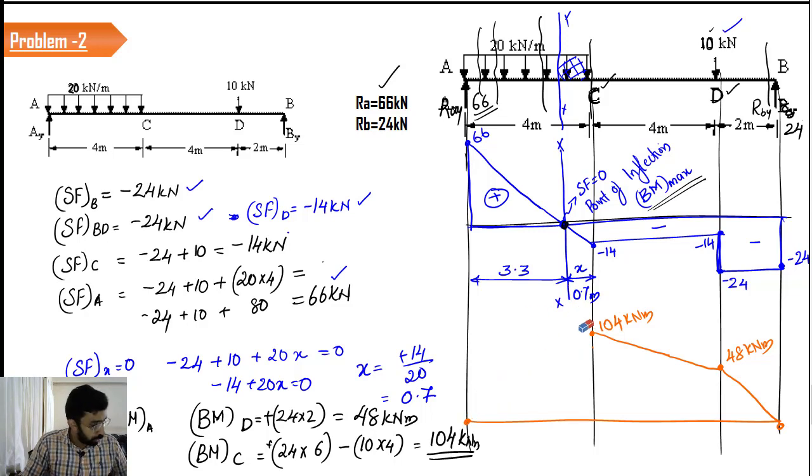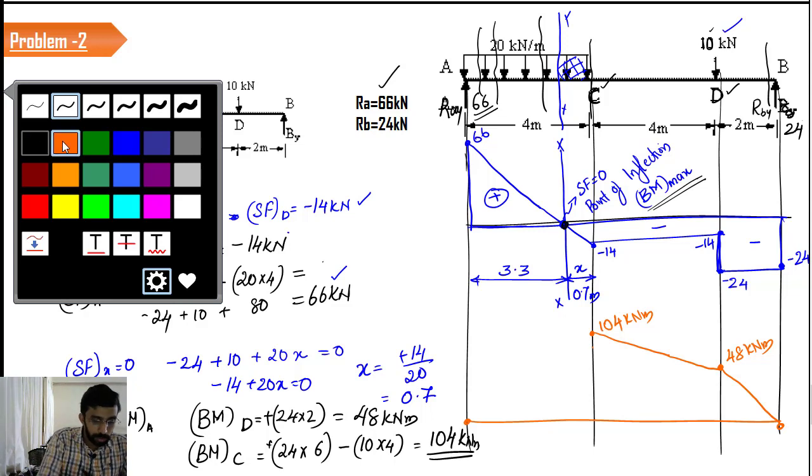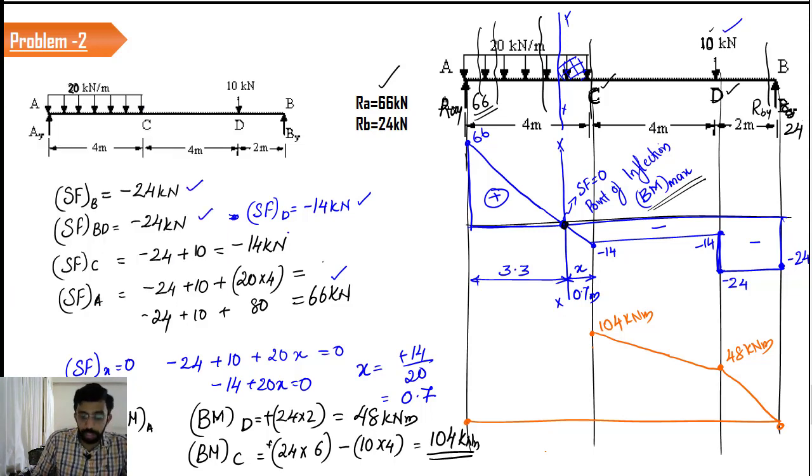So we have to calculate the value of bending moment at the location x. So the bending moment at x value is going to be how much? 24 into 2 plus 4, 6, 6.7. Again, minus 10 into 4 plus 0.7, 4.7.